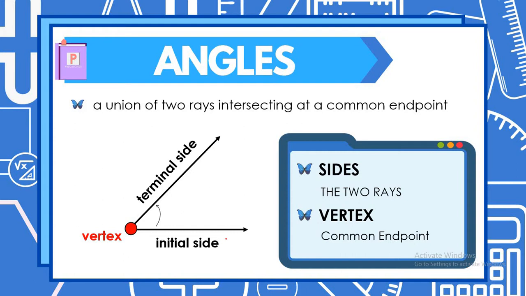Shown here on the left is an illustration of an angle with its corresponding part. So the two sides or the two rays are more particularly called as the initial side and the terminal side. They share a common endpoint which is called the vertex. Now the initial side is the starting ray of the angle, and the terminal side obviously is the ending ray where the angle stops rotating at a certain angle.